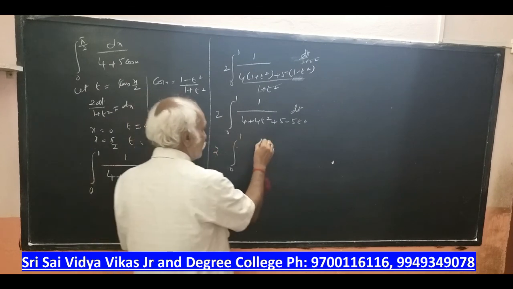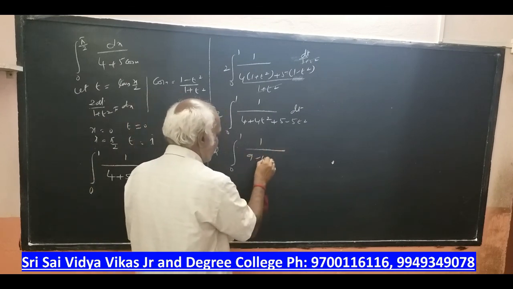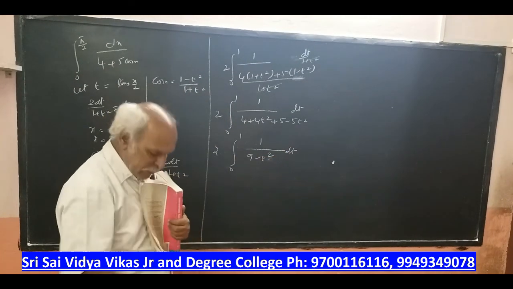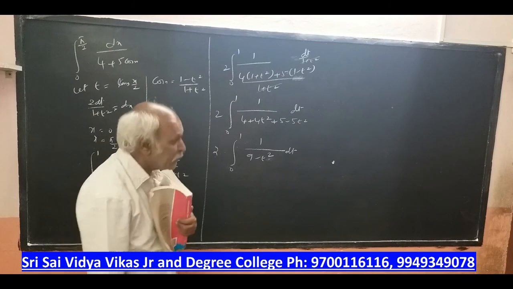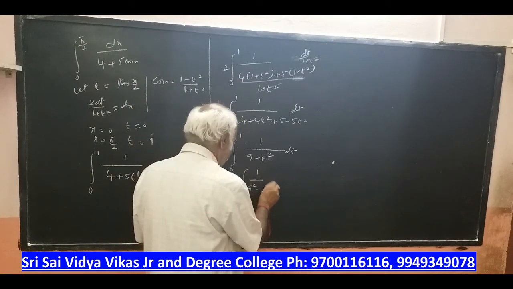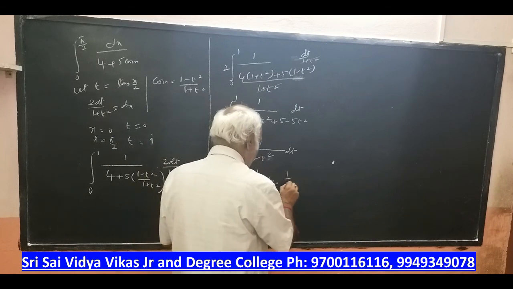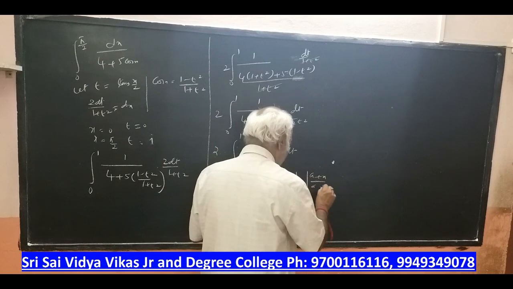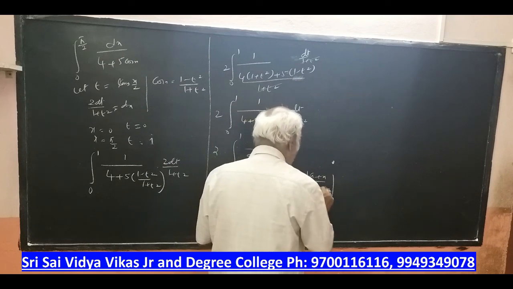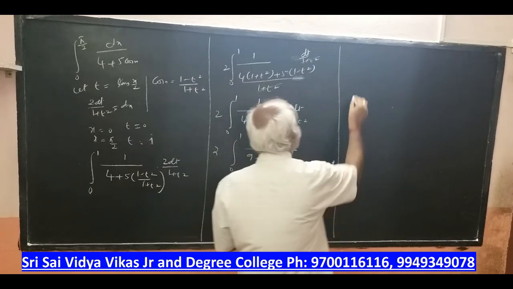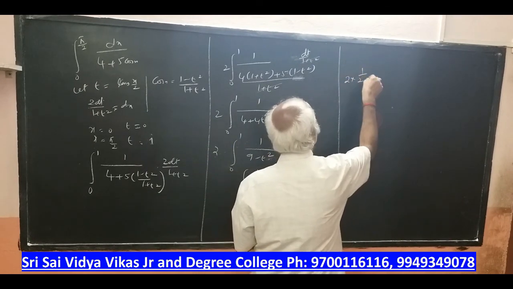0 to 1, 1 by 9 minus t square. What is the formula? 9 minus t square will come. So this is in the form of 1 by a square minus x square, which is 1 by 2a log of a plus x by a minus x. Our standard formula we have to apply. Then 2 into 1 by 2a.